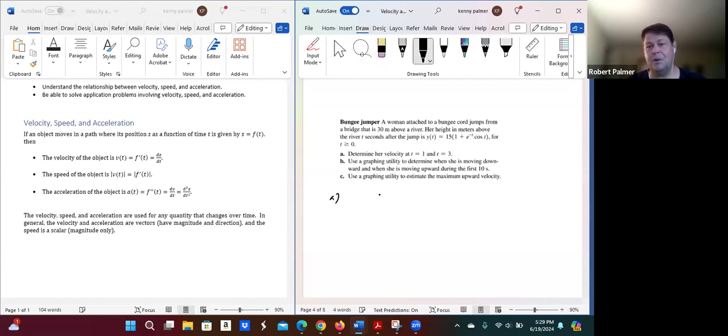So start with y of t. I'm going to write it this way because it's easier to take the derivative: 15 plus 15 times e to the negative t times the cosine of t. Okay. Now, velocity is going to be y prime of t. Of course, this part is going to be 0, constant. Here we're going to have 15.